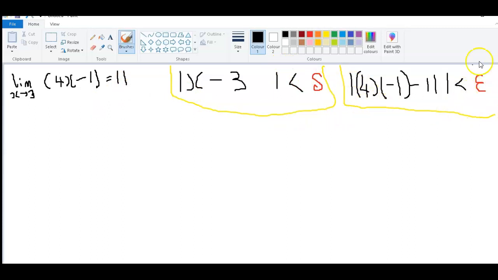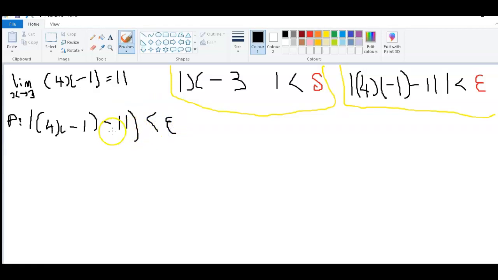Now what you want to do always in this proof is start with the epsilon, and then from the epsilon you'll go to this equation. So what I mean is this. Start with the epsilon. Now let's start with the proof. What I want you to do is copy this down, the epsilon thing, right? So it'll be the absolute value of 4x minus 1 minus 11 is less than epsilon. So I just copied it down, did nothing wrong.